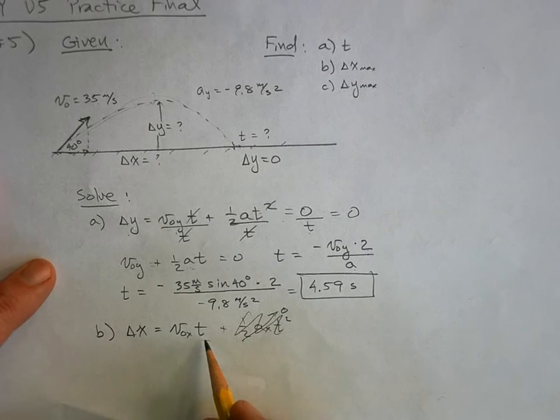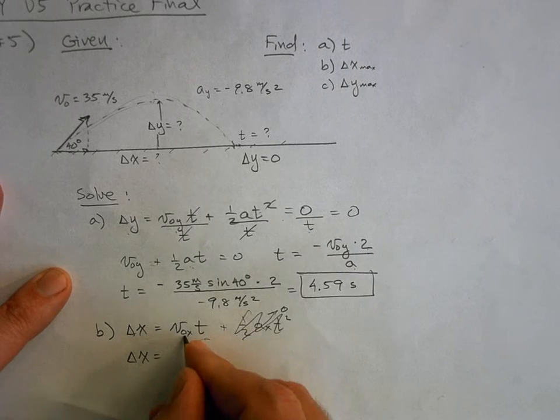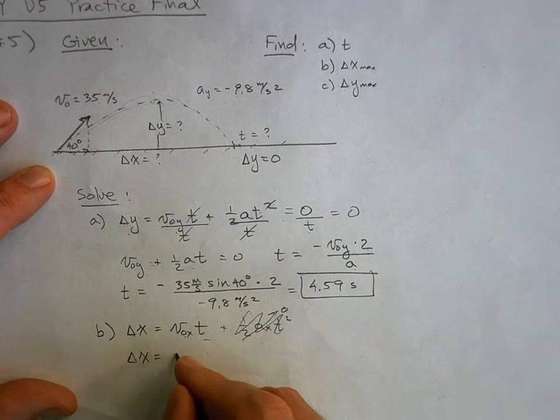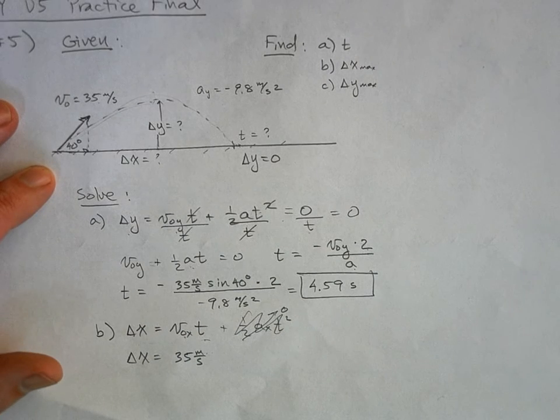All right, so now I can figure out what delta x is. Well, what's v naught x? Well, it's 35 meters per second, but what do I have to do to it to get the x component?